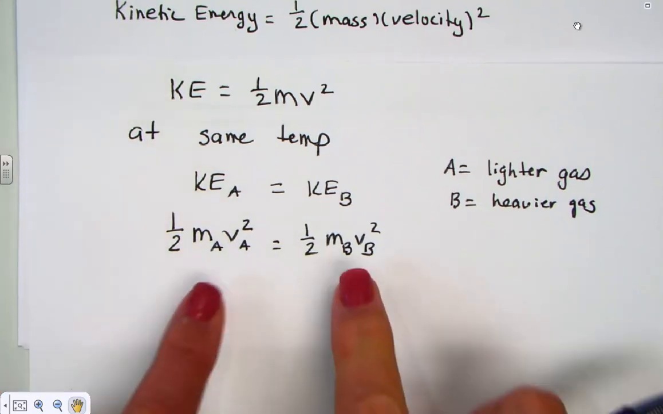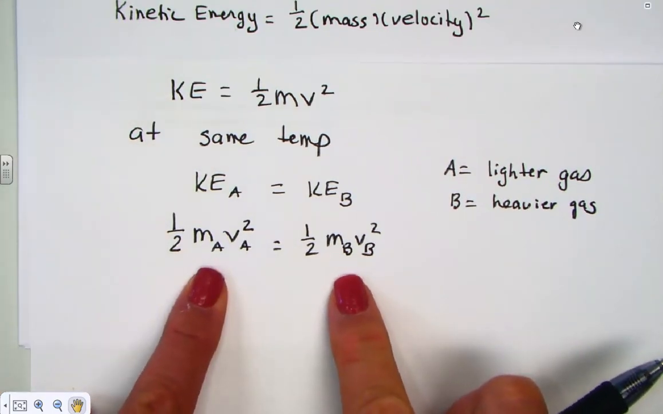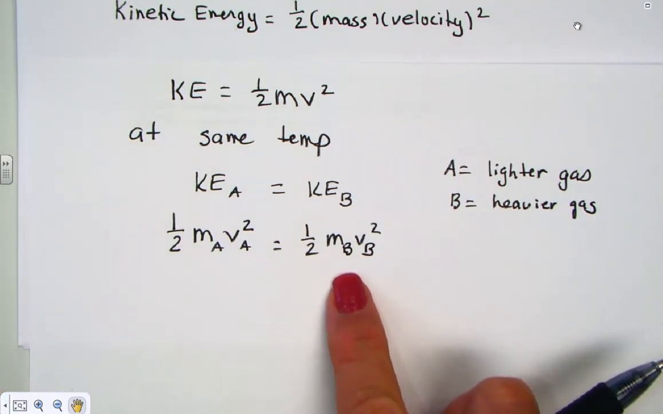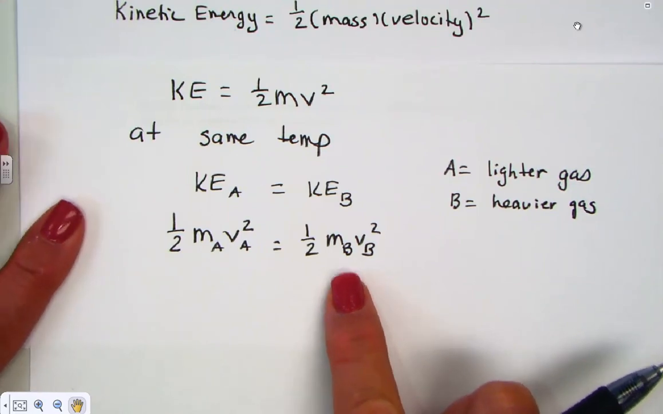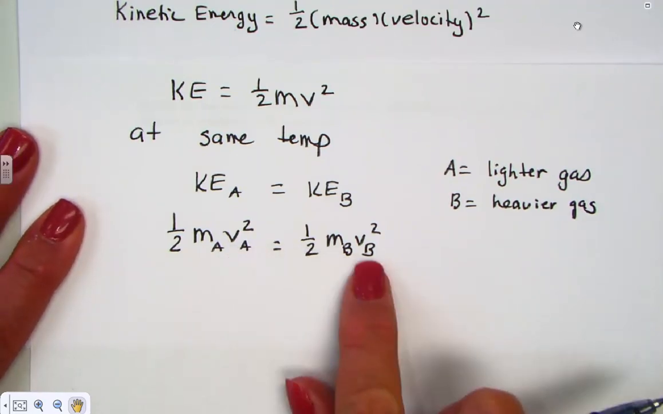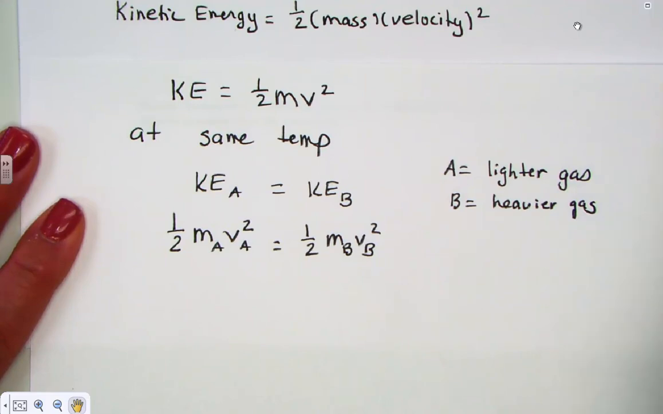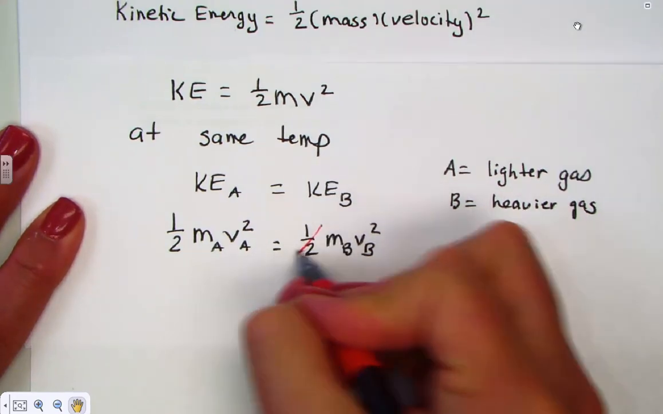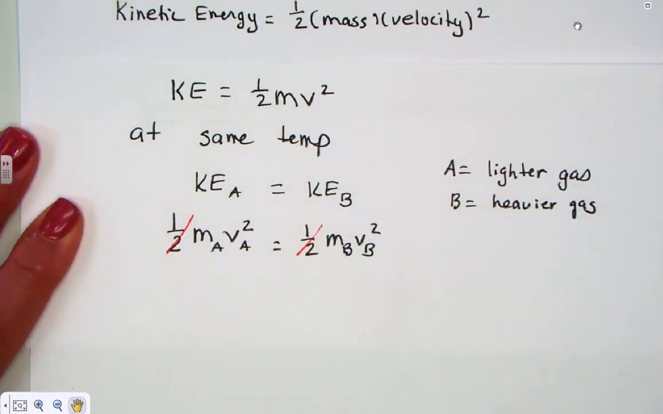We want to manipulate this algebra, this equation, to get the ratio of velocities. The ratio means the lighter gas speed set over the heavier gas speed. That's our target. Now notice right away what we can do. According to the laws of algebra, we can simplify those 1/2s, can't we? They simplify right out of the equation because they're the same number on both sides.